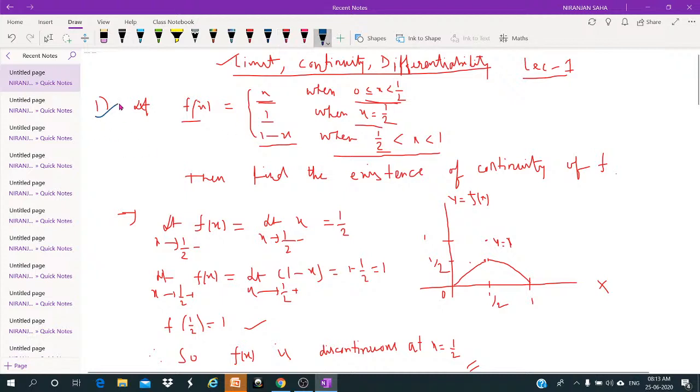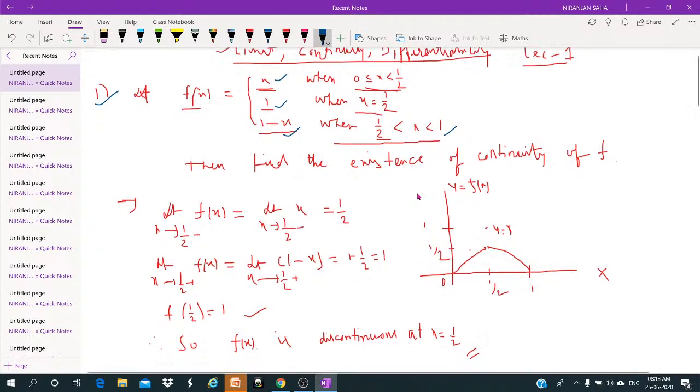This first question was: let f(x) be defined in this way. When x lies between 0 and half, f(x) is x. When x is equal to half, f(x) is equal to 1. Now when x lies between half and 1, then f(x) is 1 minus x. Then find the existence of the continuity of f.